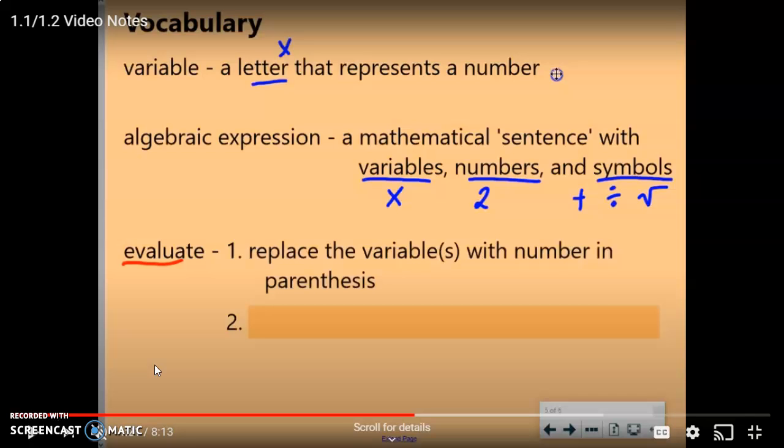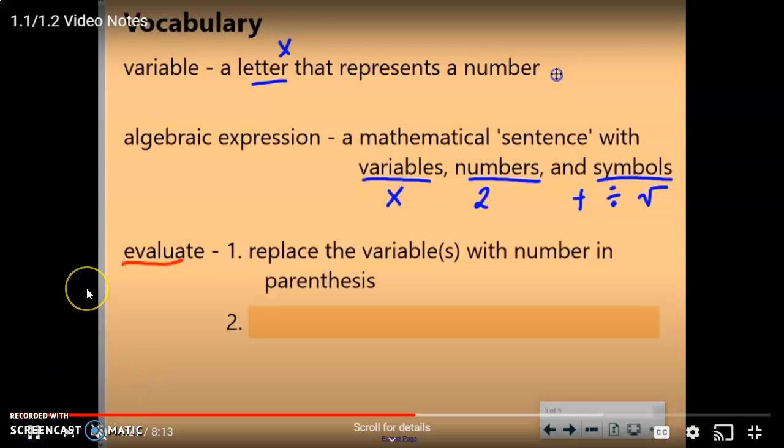When we do evaluating of expressions, the first step that we're going to look at is to replace that variable with a number and put it inside of parentheses. The reason that we put it inside of parentheses is just to try to keep us notified of whether we're multiplying or adding or subtracting or whatnot.